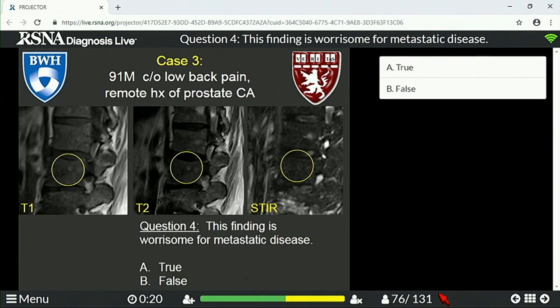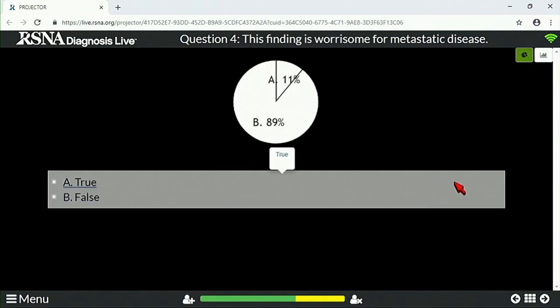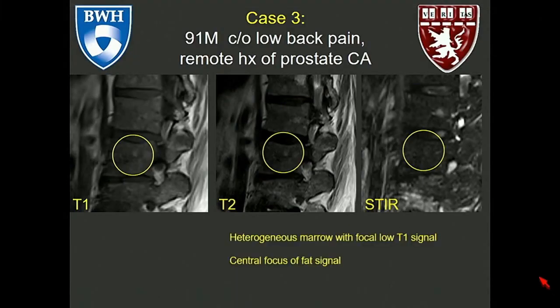So these are T1, T2, and our fluid-sensitive sequences. All right, so true is the majority. I'm actually saying false, B. All right, so let's go through the answer here and figure out what we're dealing with.